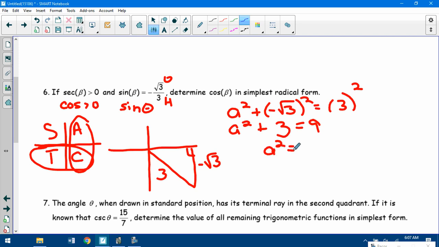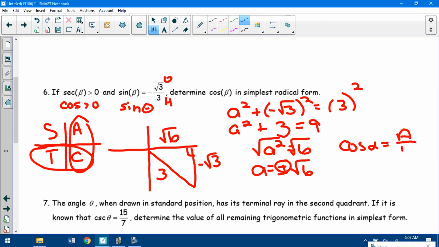A squared is 6. Take the square root. So a equals plus or minus radical 6. But if you're going to the right, you're going to be positive. So that's where the radical 6 comes from. And then finally, if I want to find cosine of alpha, which is adjacent over hypotenuse, the adjacent side, we're always talking about from the reference angle, is radical 6. Hypotenuse is 3.